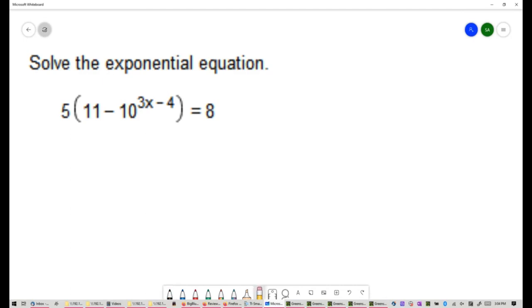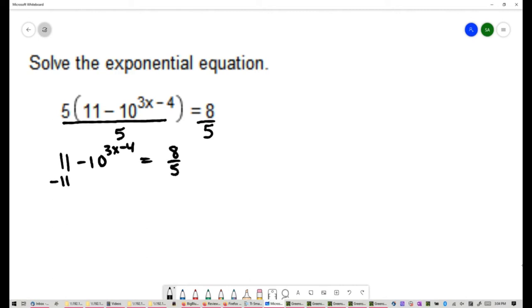We want to solve this exponential equation: 5 times 11 minus 10 to the 3x minus 4 equals 8. All of our techniques for solving exponential equations involve the exponential portion being isolated on one side first. So on this problem, we have to do a bunch of work before we can use our techniques. We're going to start by dividing both sides by 5. And that gives 11 minus 10 to the 3x minus 4 equals 8/5.